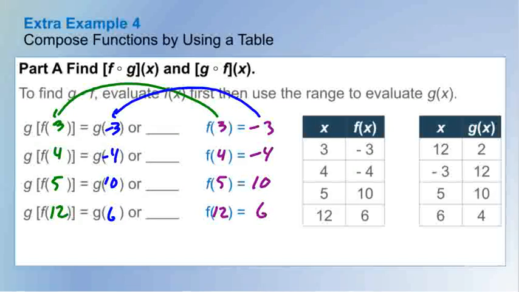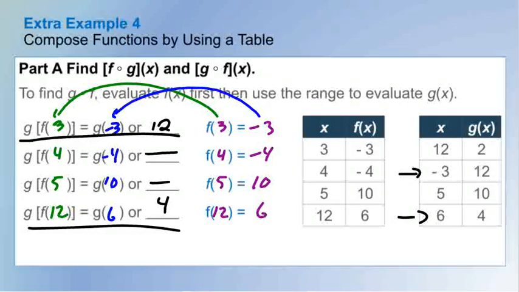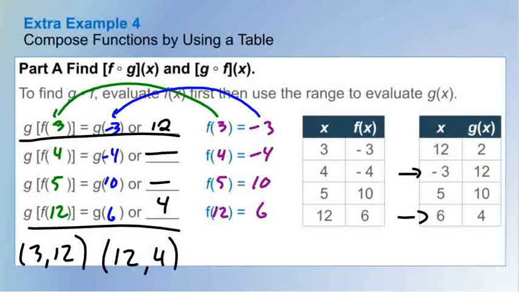So g of -3. So -3 is here. I get 12. -4, I do not see -4. 10, I do not see a 10. And 6 is right here. I get a 4. So I have two ordered pairs. The first ordered pair is 3, 12, and the other one is 12, 4. So my domain for this one would be 3, 12.